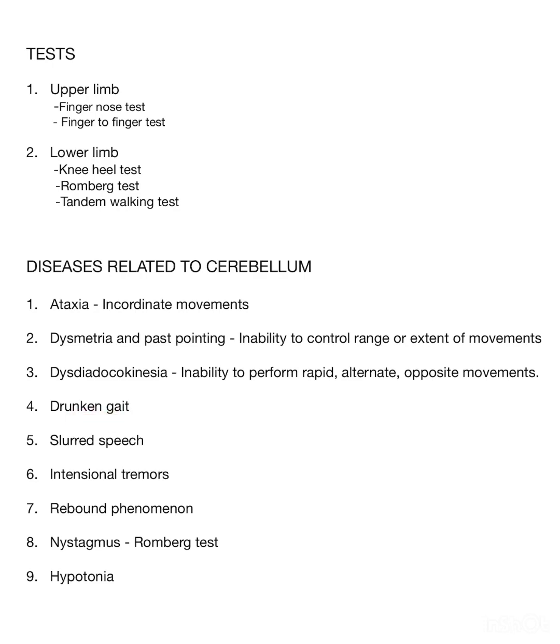Drunken gait. I don't think this needs any explanation. Having said that, here the patient walks on a broad base. Slurred speech, intention tremors. What this means is that it is absent at rest and appears when the patient performs some voluntary activity. Rebound phenomenon: here the patient cannot stop a movement abruptly. Nystagmus. As you know already, here we perform a Romberg test. The last one is hypotonia, which means loss of tone of the muscle.